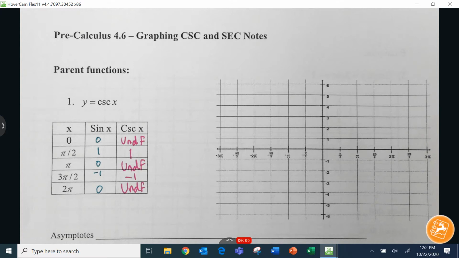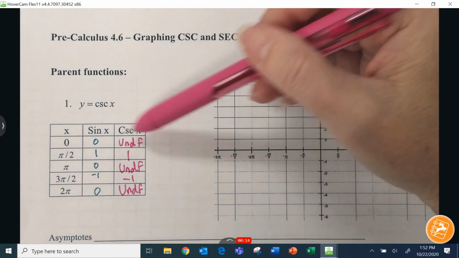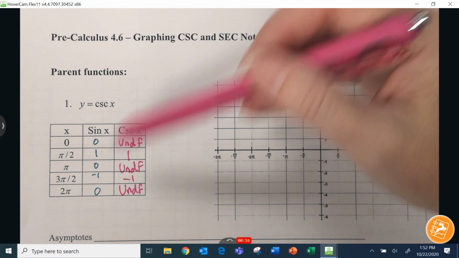4.6 is graphing the other four trigonometric ratios. We'll start with cosecant and secant. And those are just reciprocals of sine and cosine.